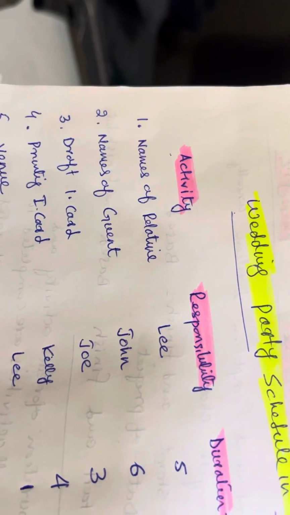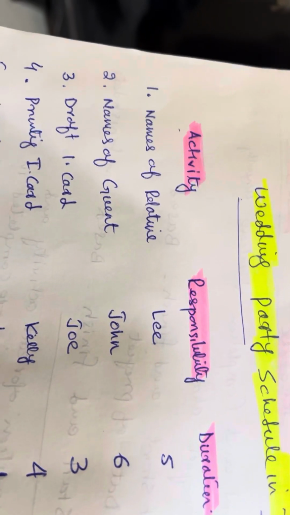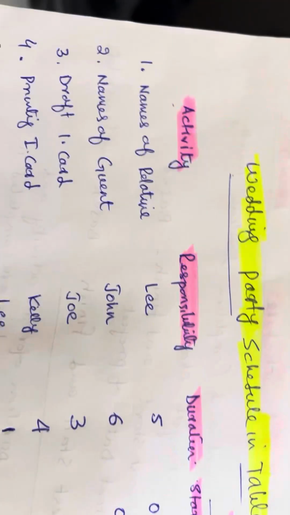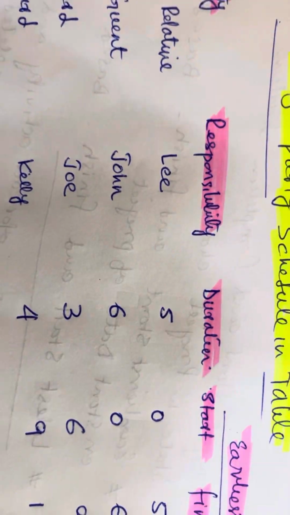So the first activity is name of the relative, responsibility is Lee, and the duration for this activity is 5 days, and it starts from 0 to 5. And names of the guest, responsibility is John, and the days it will take is 6, and it's also a 0 start because it's a concurrent activity. Two activities I put concurrent.